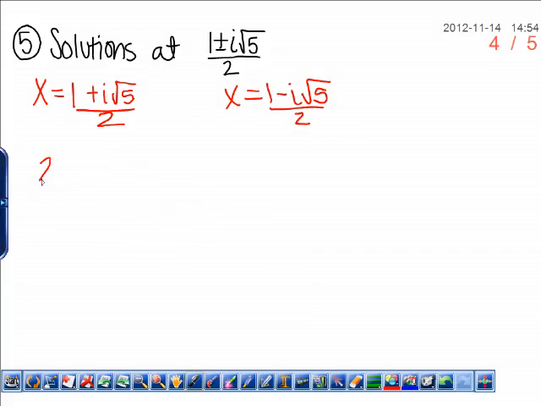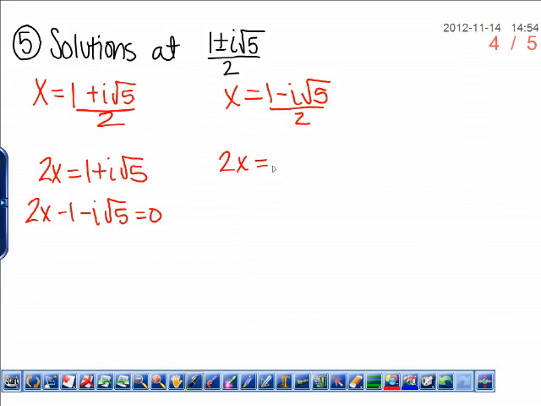Yeah, multiply by 2. So I'm going to have 2x equals 1 plus i root 5. Then what am I going to do? Yeah. So I have 2x minus 1 minus i root 5 equals 0. All right, go ahead and do the other side. Multiply by 2. I have 2x equals 1 minus i root 5. Oops, sorry. 2x minus 1 plus i root 5 equals 0.